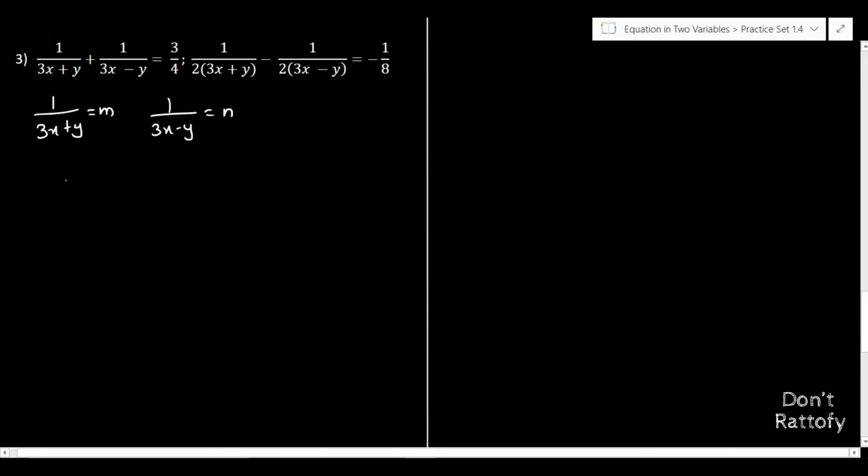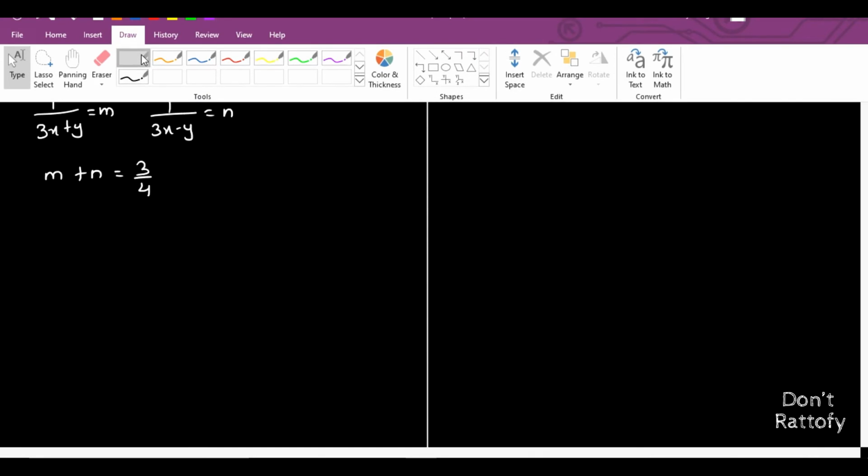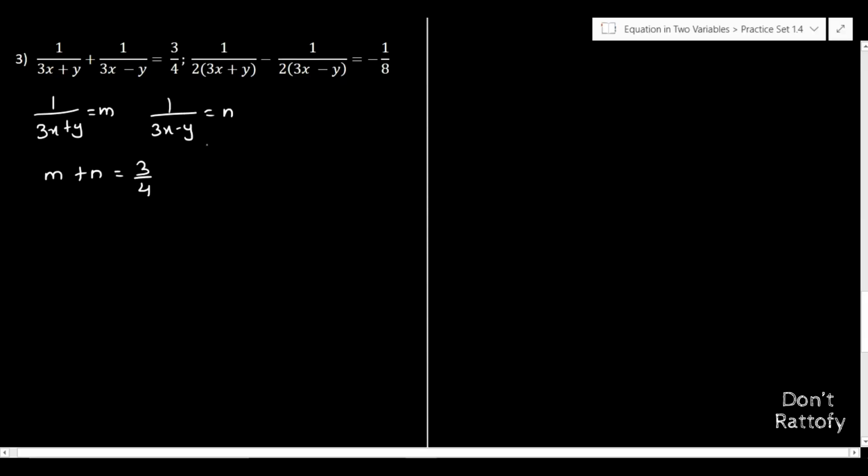If we do so, we will get 1 upon 3x plus y is m. So m plus n is equal to 3 upon 4. Okay, 3 upon 4. And this will be my first equation.